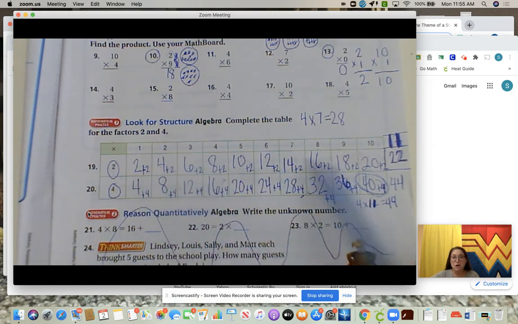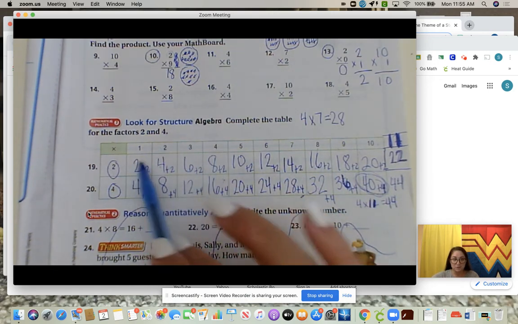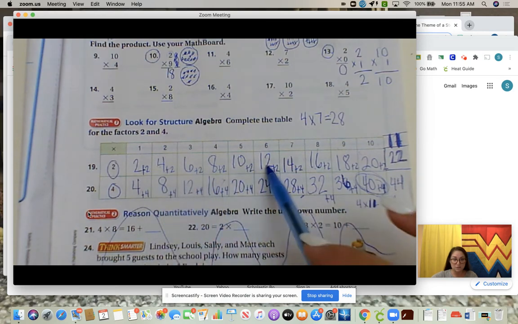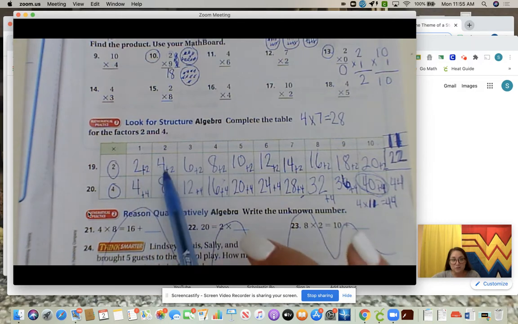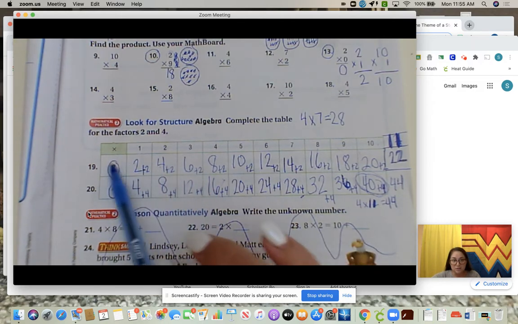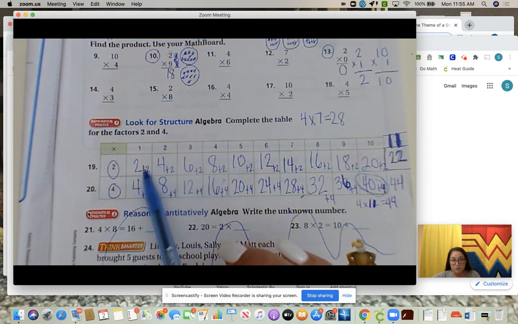When you go across, you are just skip counting. Do you see it's 2, 4, 6, 8, 10, 12, 14, 16, 18, 20. So that's why I have plus 2 on each one. Since it's 2s, you are adding 2 to get your next box.